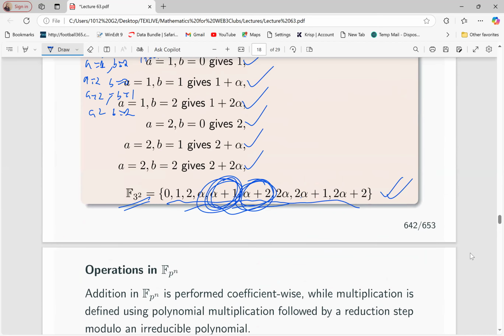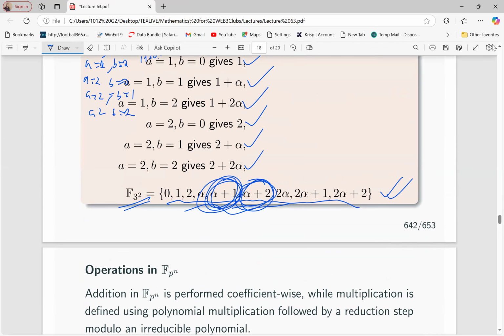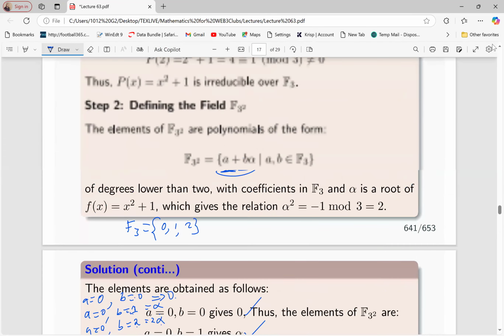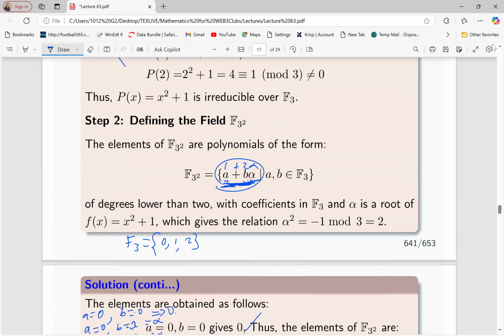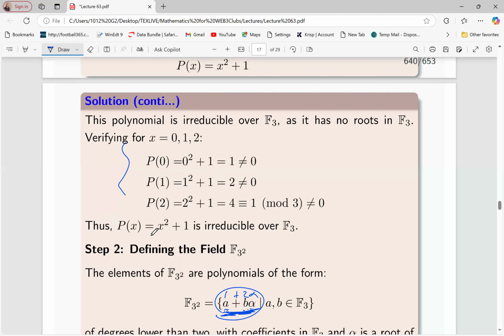Now, to multiply is a bit interesting because first of all, you must define the polynomial you're working with. For you to be able to multiply this, you must tell the polynomial you're working with. That is why I skipped the upper part because it was not important. But now I can come back and define my polynomial.